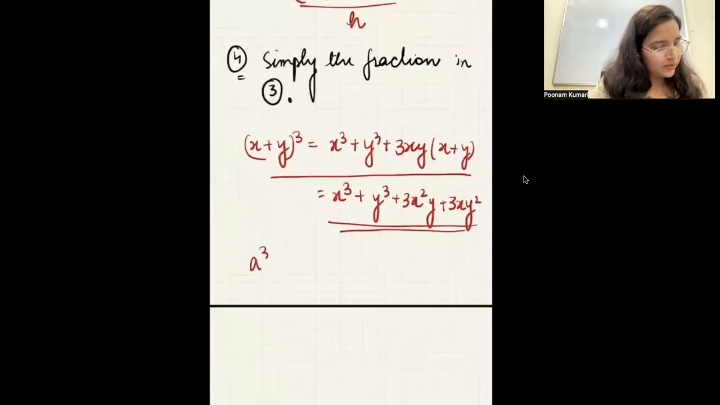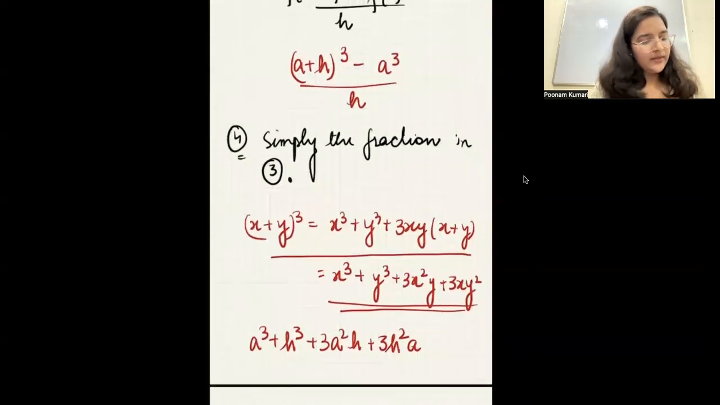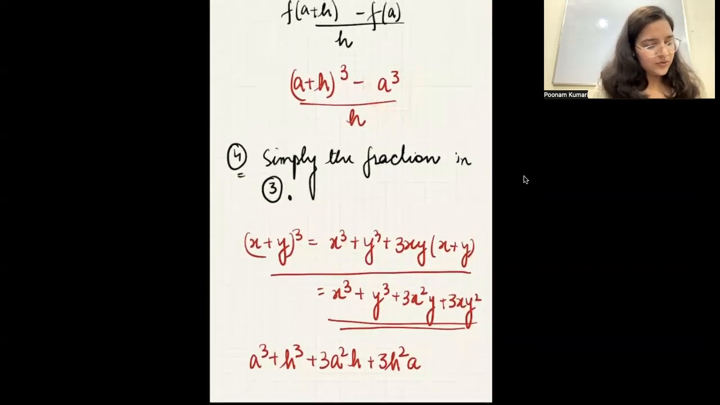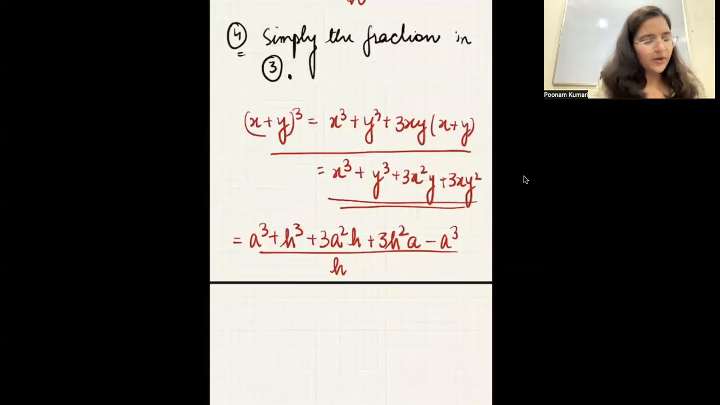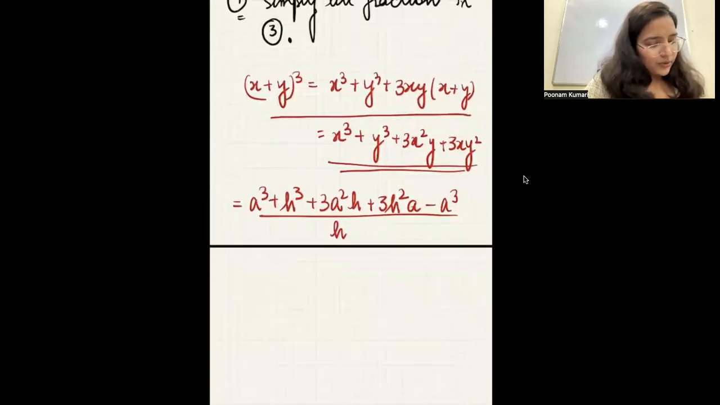So a cube plus h cube plus 3a square h plus 3h square a, and then there is a minus a cube here. So I did that. And then you just divide it by h. Theek hai? Ye mera pura Newton question jo tha wo ho gaya hai. Now, if I see, I can cancel these two out, right? Main dono ko cancel kar sakti hu. To fir mere paas kya bach jayega?